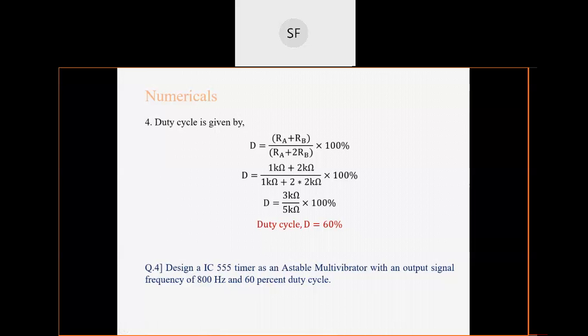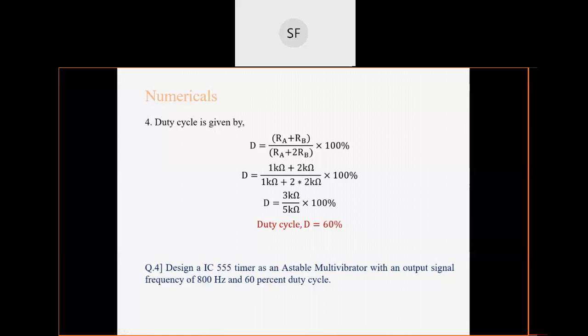So this is the design part. If I ask you to design something, for example, I want an astable multivibrator and the frequency of that astable multivibrator should be this much, okay, anything, let's say 1 kilohertz, then from this given value you should be able to find out the values of resistors and capacitors in the circuit. So this is the reverse approach now.